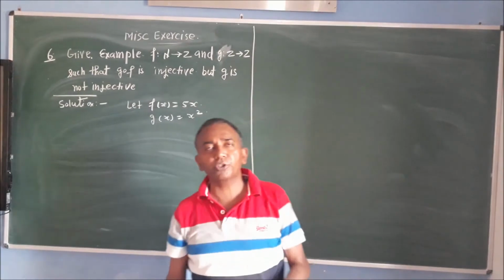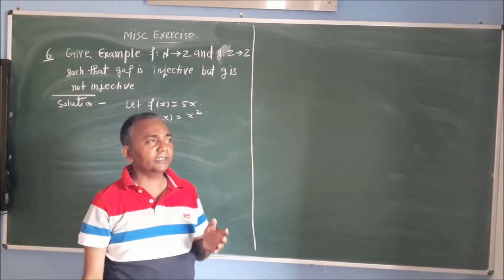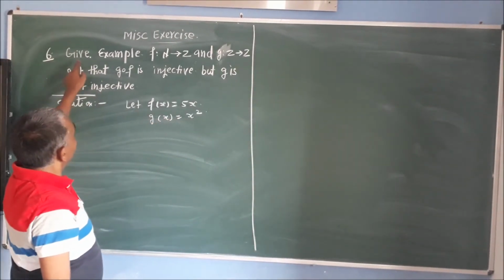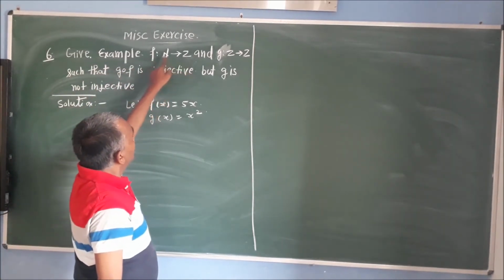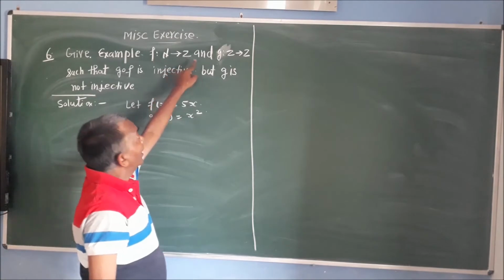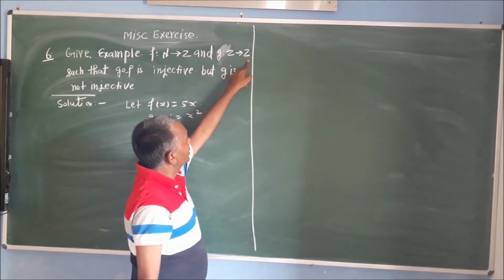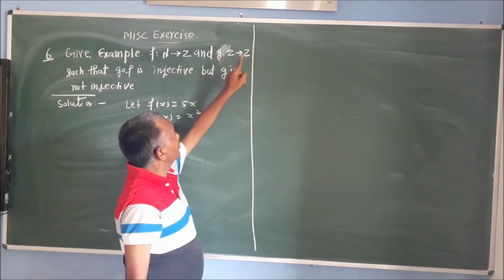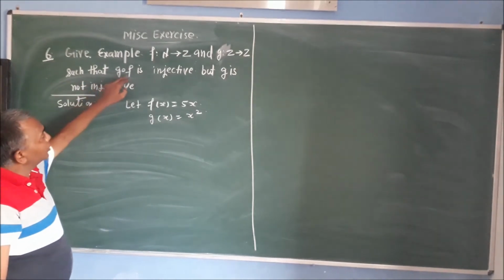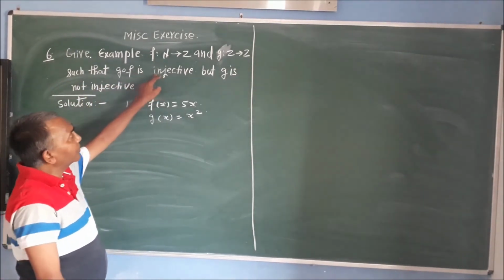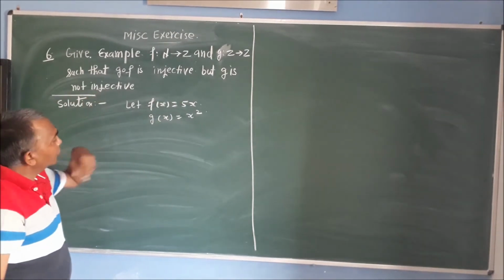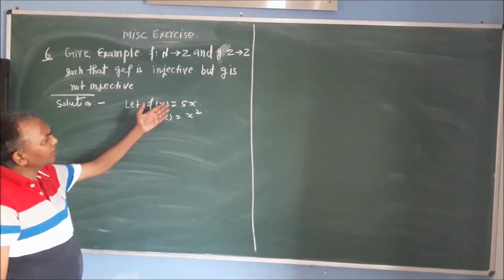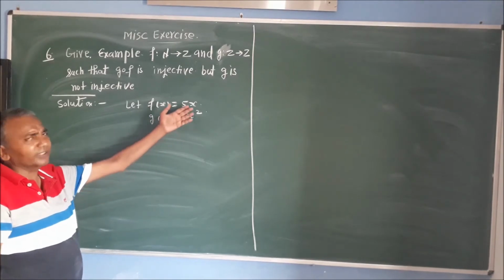See here, question number 6 of the miscellaneous examples. Question number 6 is: give an example of f such that f from N to Z, natural numbers to the set of integers, and g such that g from Z to Z, integer to integer, such that g of f is injective function. Injective means one-one function, but g is not one-one. So we have taken an example, f(x) is equal to 5x and g(x) is equal to x square.